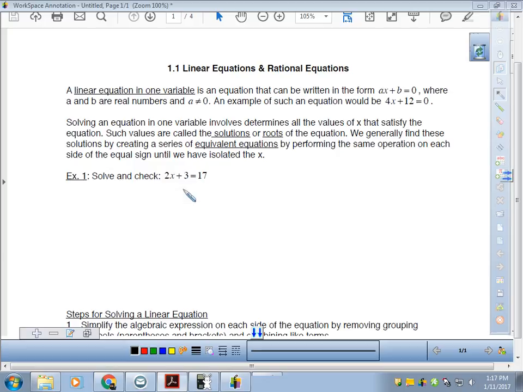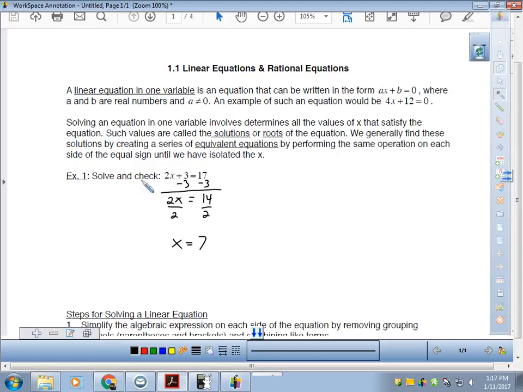It asks us to solve and check 2x plus 3 equals 17. So I'm going to start by subtracting 3 from both sides. So here I'll have 2x, the plus 3 and the minus 3 cancel. 17 minus 3 is 14. And then what I'll do is I'll divide both sides by 2. And so I get x equals 14 divided by 2 is 7.